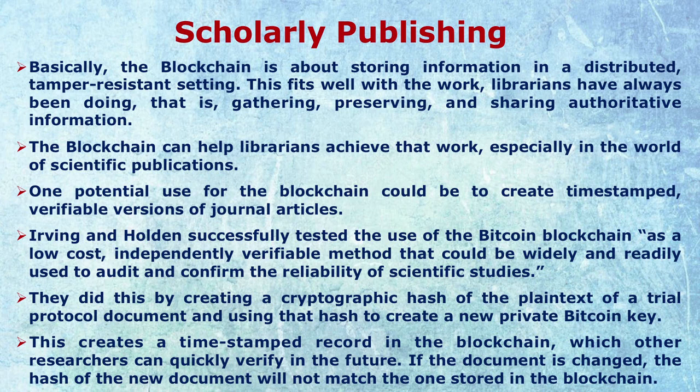One potential use for the blockchain could be to create time-stamped verifiable versions of journal articles. Irving and Holden successfully tested the use of the Bitcoin blockchain as a low-cost, independently verifiable method that could be widely and readily used to audit and confirm the reliability of scientific studies. They did this by creating a cryptographic hash of the plain text of a trial protocol document and using that hash to create a new private Bitcoin key. This creates a time-stamped record in the blockchain which other researchers can quickly verify in the future. If the document is changed, the hash of the new document will not match the one stored in the blockchain.